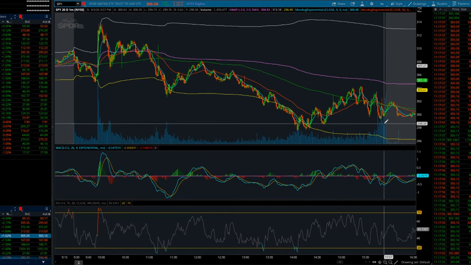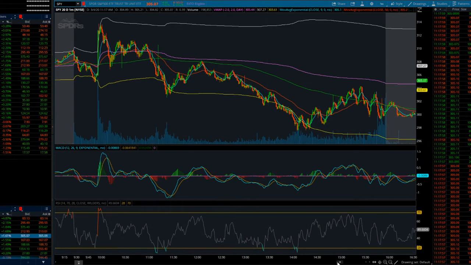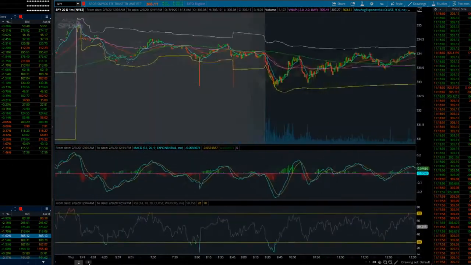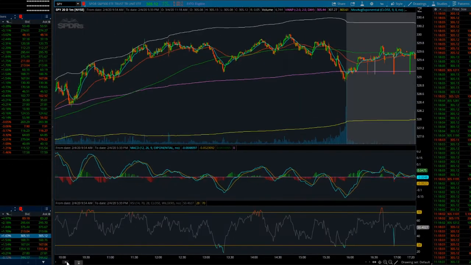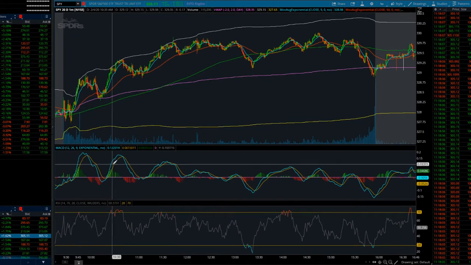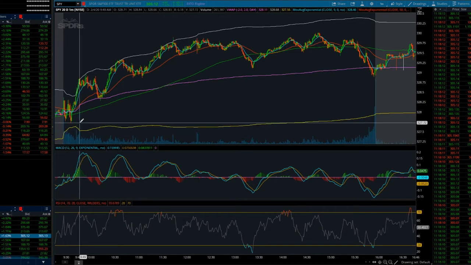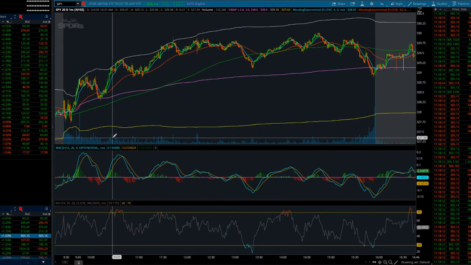And then right at the end of the day, it shoots up yet again. So I'm going to scroll all the way back and show you guys a probably better example of this. Yeah, so this is a pretty good example here. Volume shoots up in the morning, right at the open, and then it kind of fizzles out, shoots up here, but overall it's fizzling out.